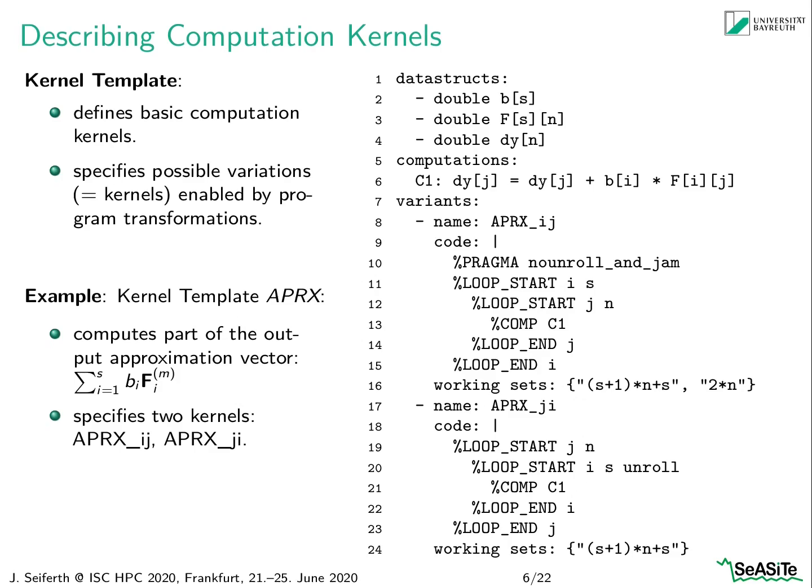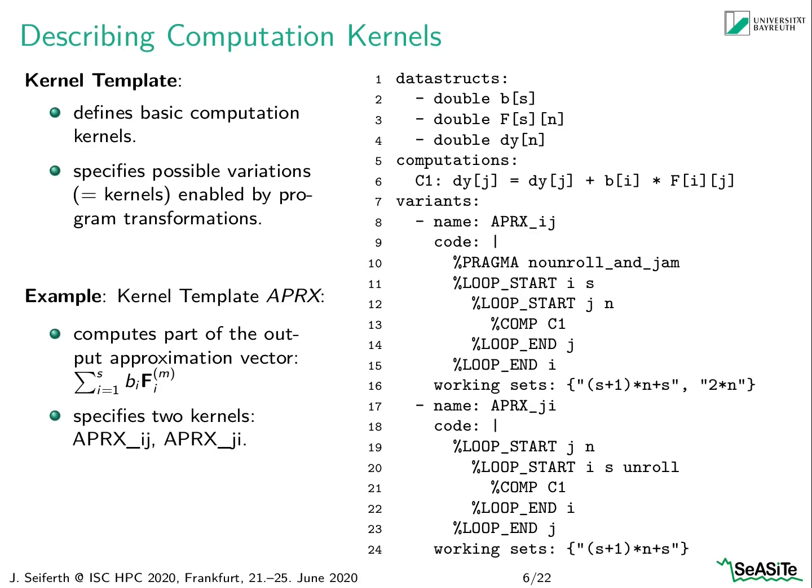Entry variants contains possible kernel variants of a kernel template. Here we consider two variants, approx ij and approx ji. For each kernel, its working sets and code are specified. The code entry defines the order of computations, the nesting of the loops, and the applied program transformation using 4 different keywords. Computations are specified by keyword comp and a computation identifier.